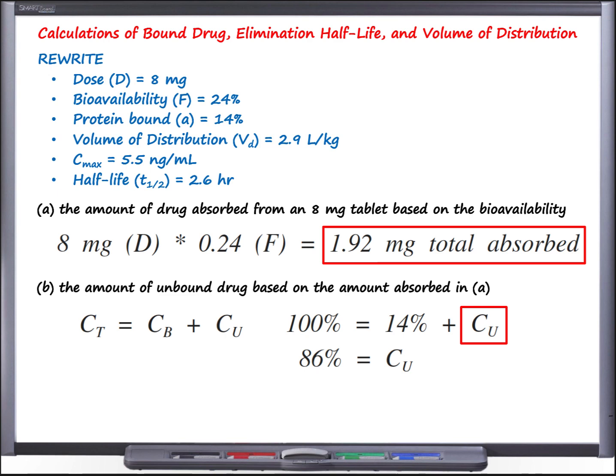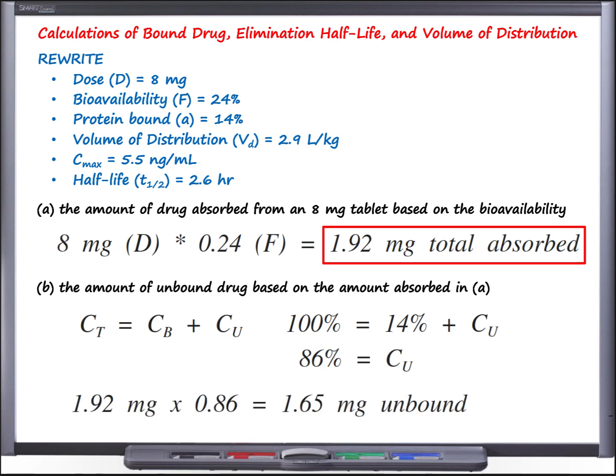And since we know the total is 100%, and that 14% is bound, the remainder would be unbound. So if we solve for the unbound by simply subtracting 14 from 100, we would see that the unbound percentage would be 86%. Now we can use that 86%, which represents the concentration unbound, and apply it to the total amount that was absorbed, which we know from the previous question was 1.92 milligrams.